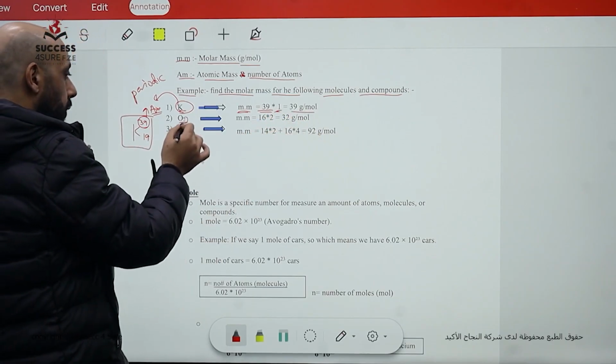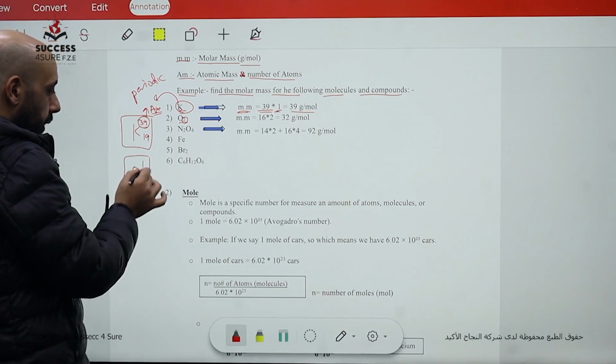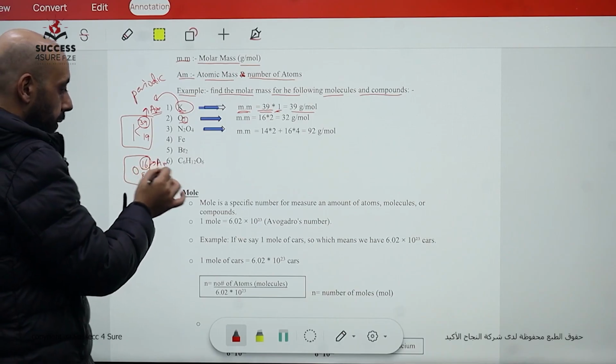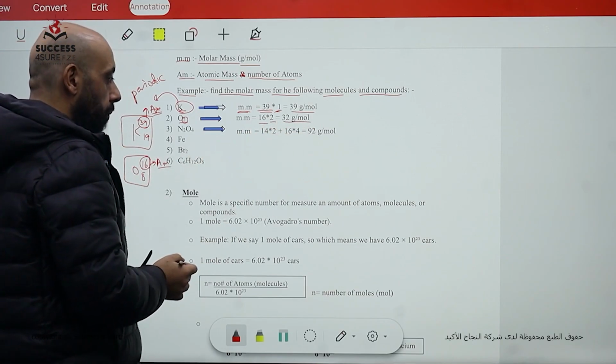For oxygen, like O2, you're going to go to the periodic table again. You're going to find O is 8 and 16. So you're going to pick the greatest number, which is the atomic mass. So it's going to be 16 times 2, which equals 32 gram per mole.